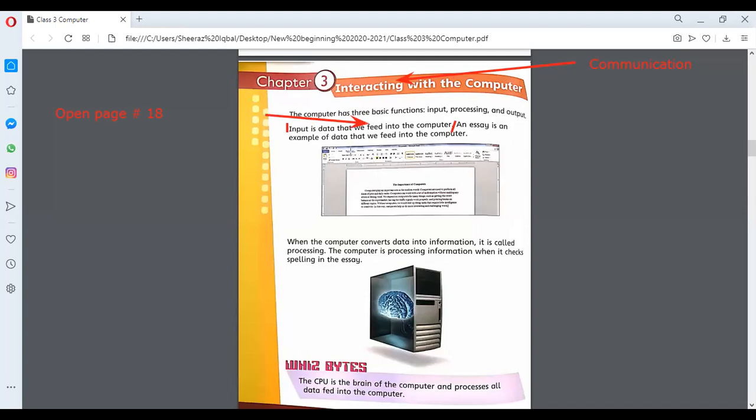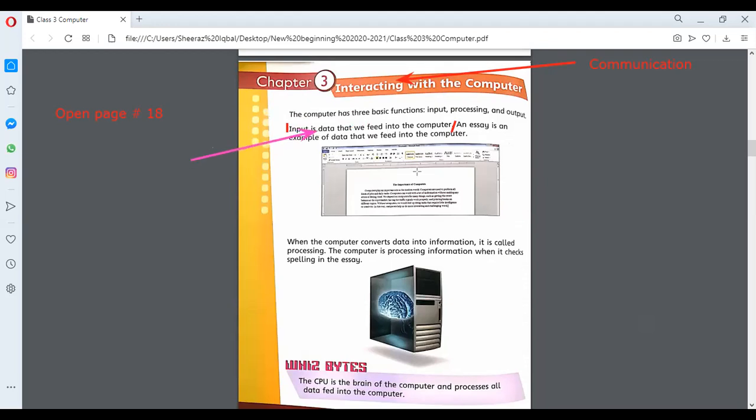The word feed means store or save. How do we save data? We can type data with the help of a keyboard, and data is fed into the computer. When we type it, it will be saved. The word feed here means to save.